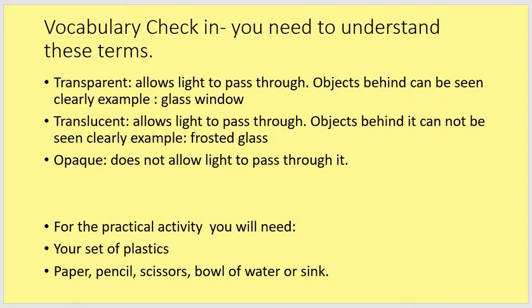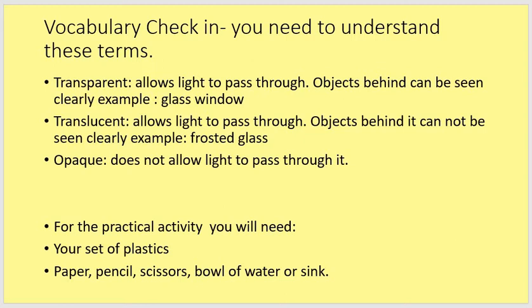Now, you have got a vocabulary check here. You've got 3 words that you need to understand the meaning of: transparent, translucent, and opaque. They're very similar. They can feel very similar, but they're not. The 2 that start with trans, transparent and translucent, have the same root because they both allow light to pass through them. Trans as in transport or transmit.